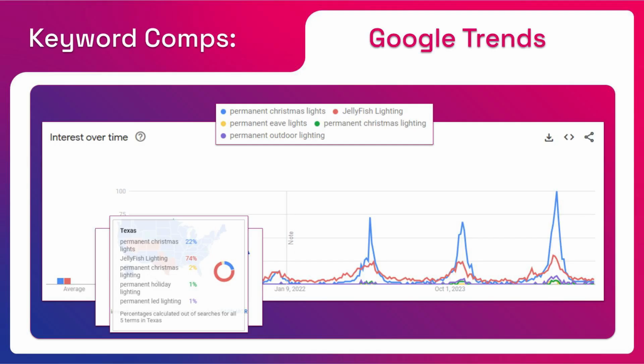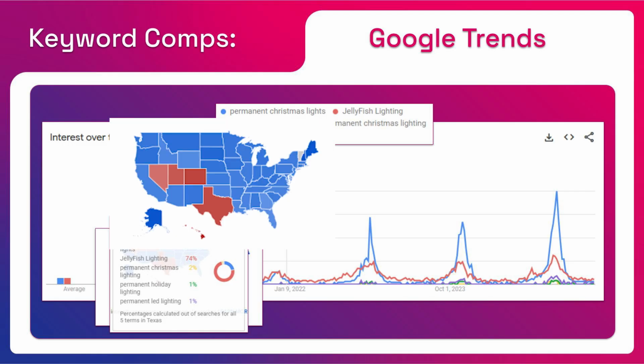And also interesting, we look at permanent Christmas lights, the blue line, versus permanent Christmas lighting, the green line, which is not that large. So again, just slight variations in keywords can make a big difference. But not everybody, obviously, thinks in the same way and is going to look for the exact same thing. Another thing this tool does, it'll give us a map. And so you can see where across the continental US here, and then Alaska and Hawaii, what search terms are being used most in what areas.